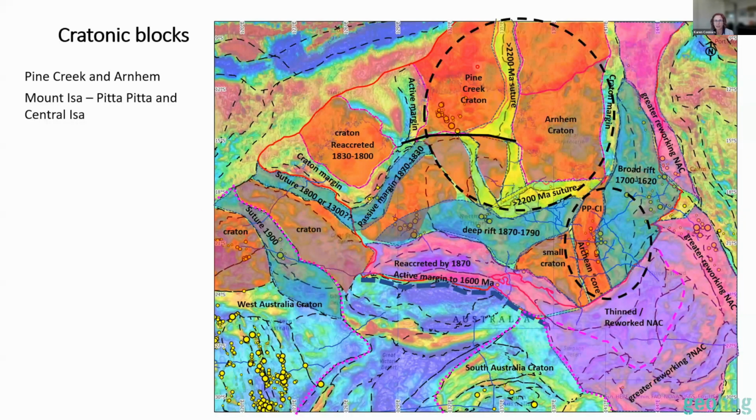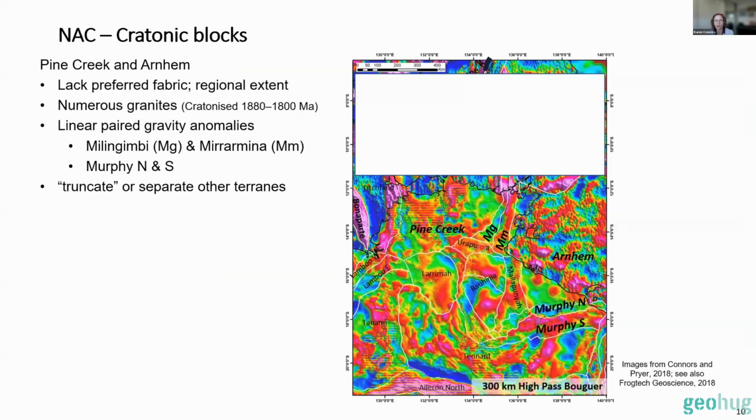So I'll come in to start and look at the Pine Creek and Arnhem Cratons and the evidence for this suture, the north-south suture and the east-west suture here, and then we'll look at the Mount Isa and Numil terrains. Now, this is one of those images that I didn't get around to updating. So it has some older terrain boundaries, but the terrains are the same, things are just tweaked a bit.